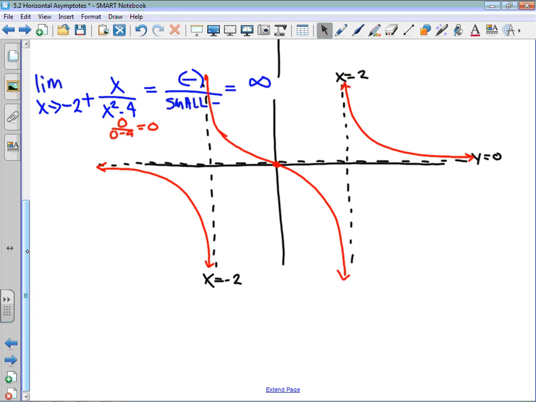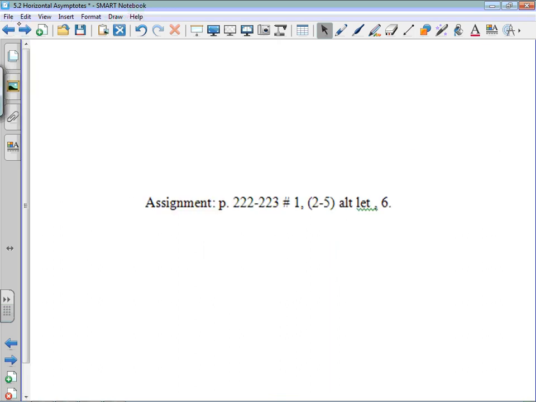All right, horizontal asymptotes are typically not fun for students, but once you get the habit of dealing with those infinite limits, typically they do get a lot easier.